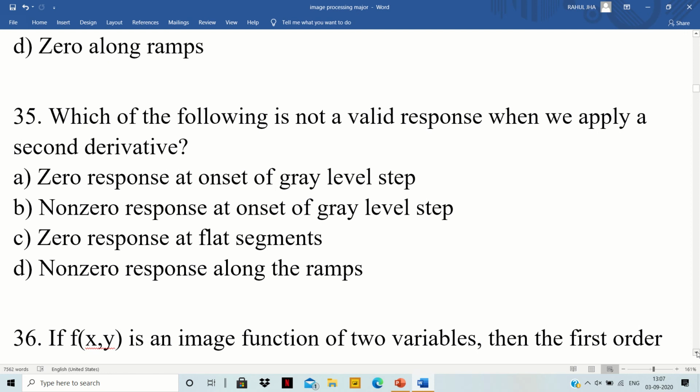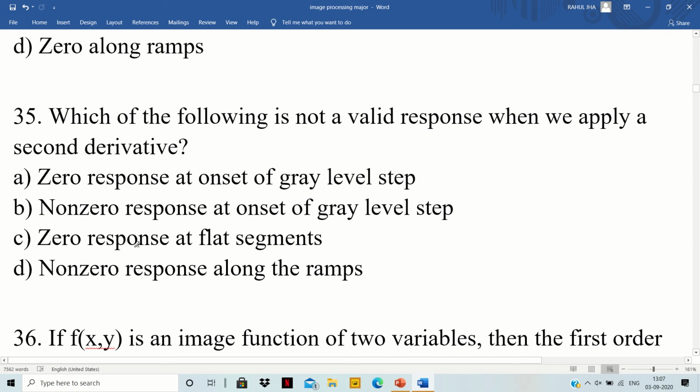So which can't be an answer? Okay, which of the following is not a valid response? So the right answer will be C. The zero response at onset of gray level step. This is the right option. Zero response at flat segments.